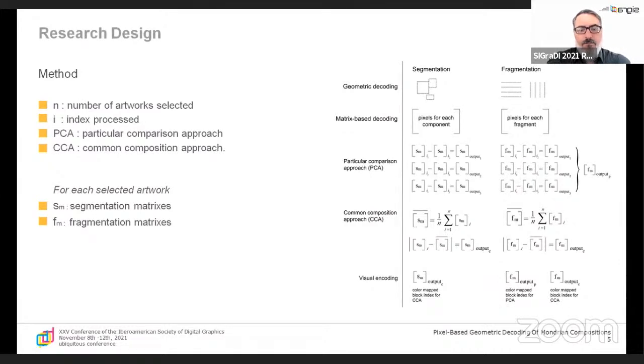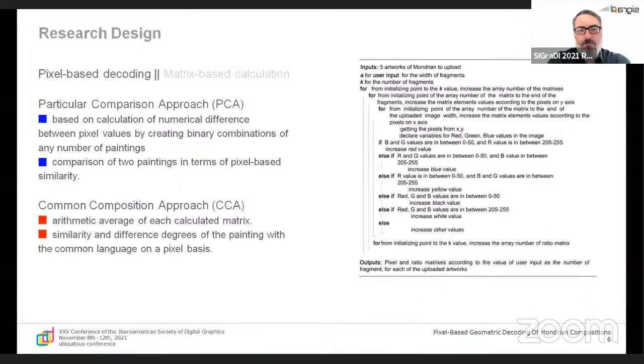Secondly, the fragmentation method was used. Regarding the fragmentation method, the composition was considered as a whole, and for each painting, the user was allowed to create as many horizontal or vertical fragments as desired. There are two approaches here, PCA and CCA. The particle comparison approach is based on a calculation of the numerical difference between pixel values by creating binary combinations of any number of paintings. A common composition approach, on the other hand, uses the arithmetic average of each calculated matrix.